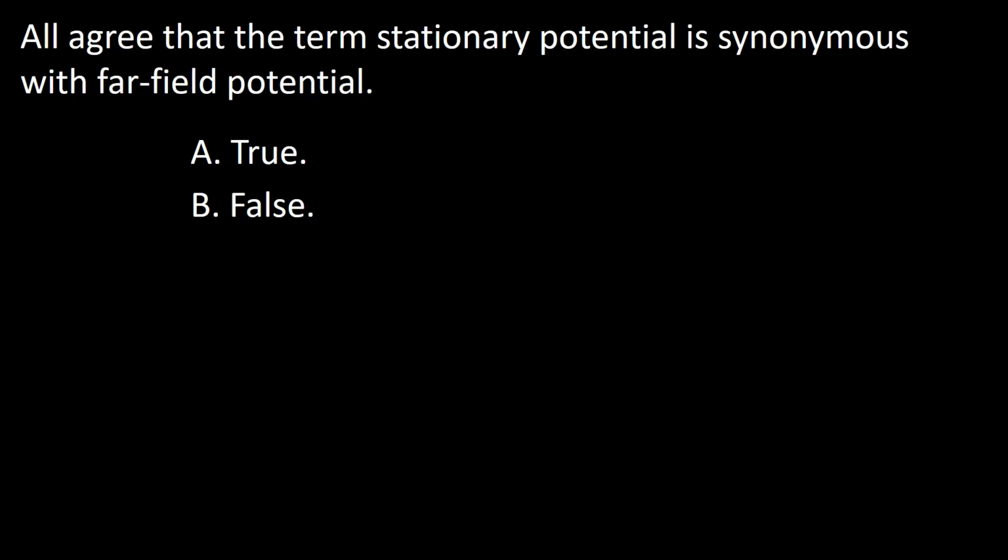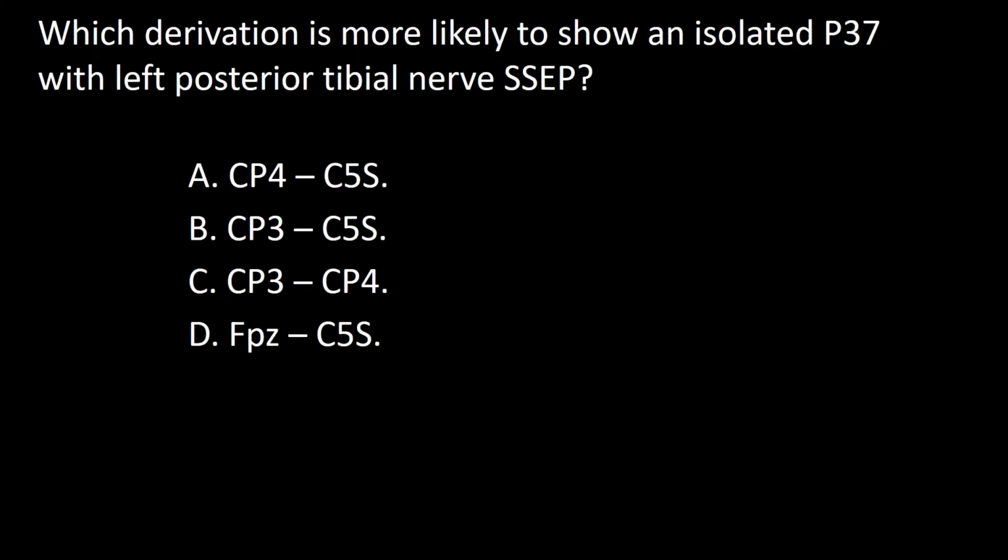So the answer to this question is B. Next question. Which of the following is more likely to show an isolated P37 with left posterior tibial nerve somatosensory evoked potential? A. CP4 to C5S derivation. B. CP3 to C5S derivation. C. CP3 to CP4 derivation. D. CPZ to C5S derivation.